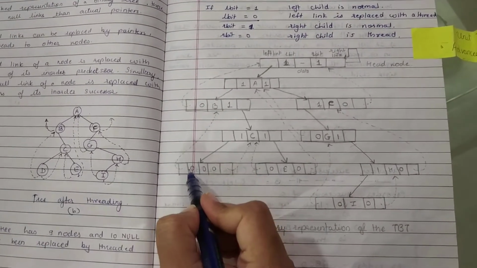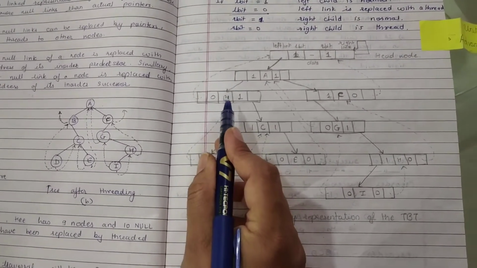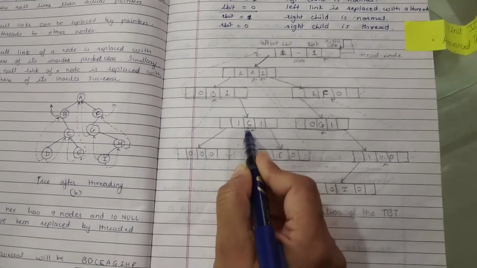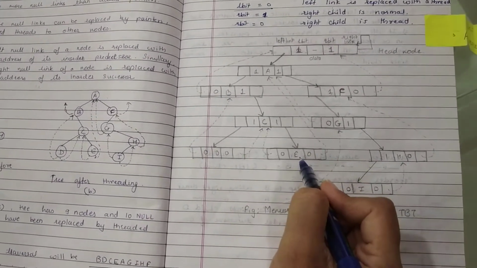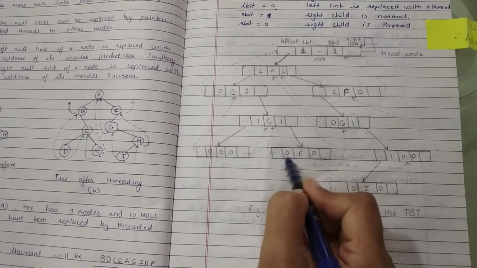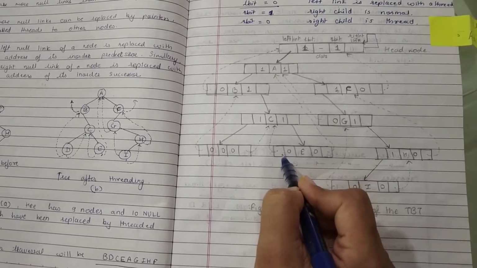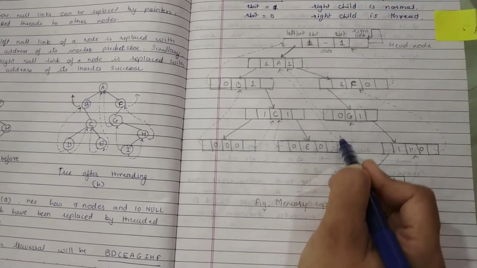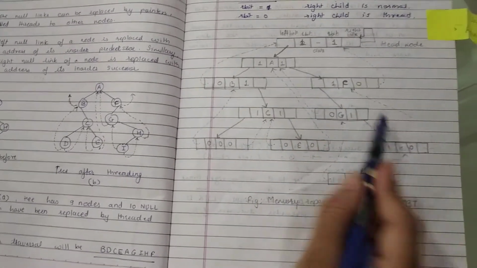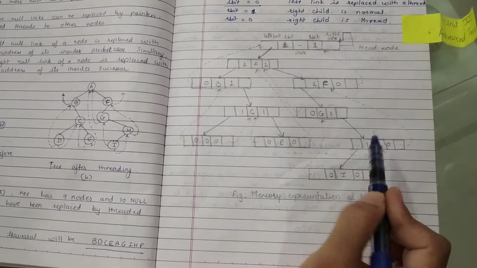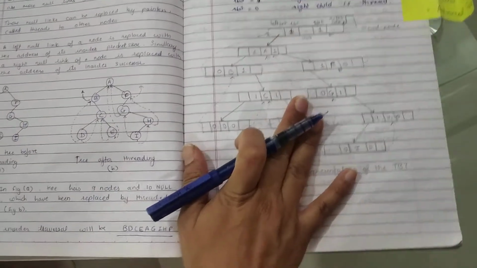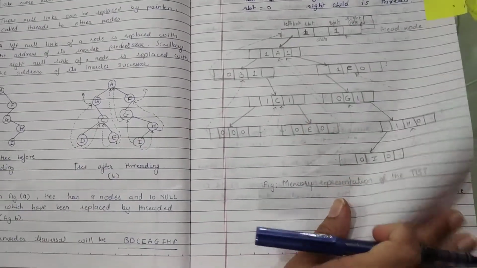Here D should be linked with B, and this D should be linked with C. Then again, D is having no child, meaning the left child of E should be linked with C, and the right child of E should be linked with A. Similarly, you can represent the complete given binary tree using a threaded binary tree in the given example.